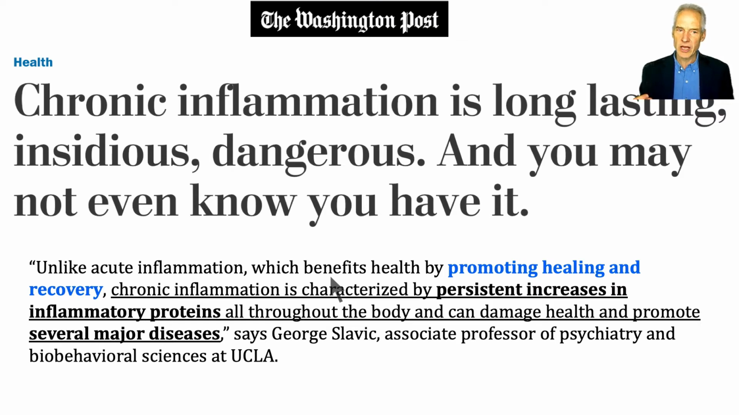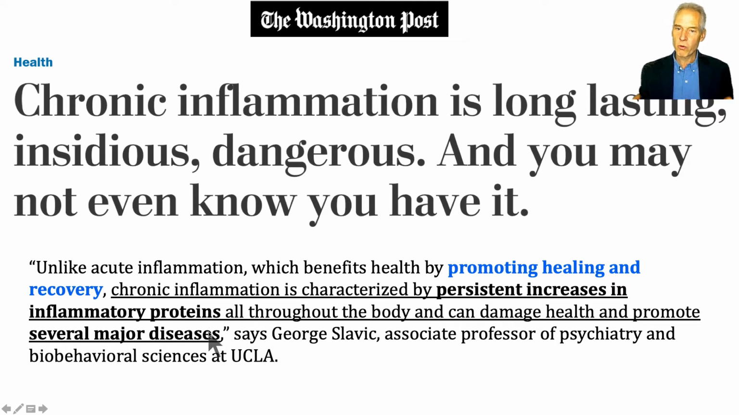Here's from the Washington Post recently in 2020. Chronic inflammation is long-lasting, insidious, dangerous, and you may not even know you have it. That's the important thing. We all probably are on that chronic disease continuum somewhere. So where are you? Even if your chronic disease temperature is high, you may feel good today. Here's what an expert at UCLA says: Unlike acute inflammation, which benefits health by promoting healing and recovery, chronic inflammation is characterized by persistent increases in inflammatory proteins. These are all measurable in your blood, all throughout the body, and these are an indicator or may be involved in the damage and promotion of several major diseases.